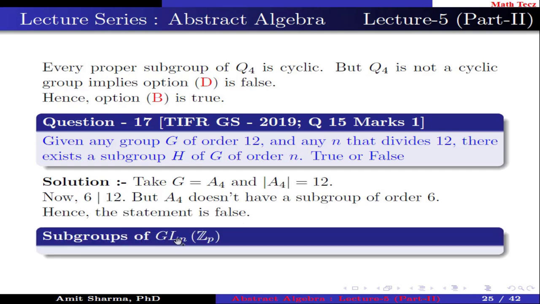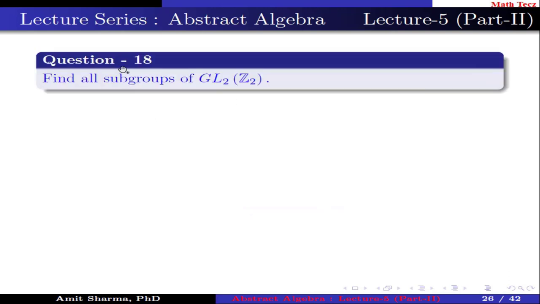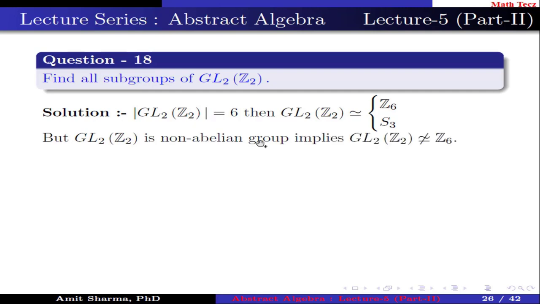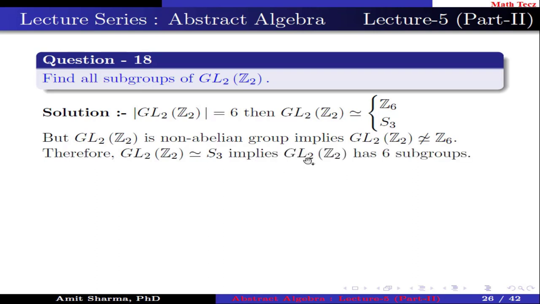Subgroups of GL(n, Zp). Question number 18. Find all subgroups of GL(2, Z2). The order of GL(2, Z2) is 6. Then GL(2, Z2) is either isomorphic to Z6 or isomorphic to S3. But GL(2, Z2) is a non-abelian group, which implies it is not isomorphic to Z6. Therefore, GL(2, Z2) is isomorphic to S3, which implies GL(2, Z2) has 6 subgroups.